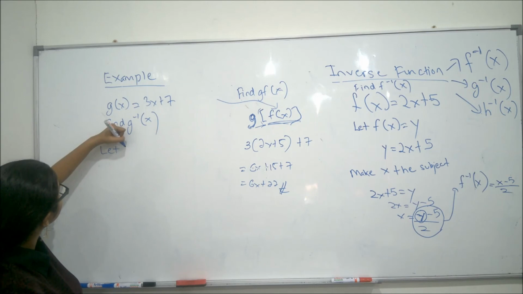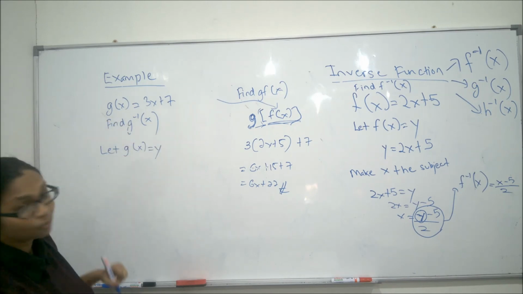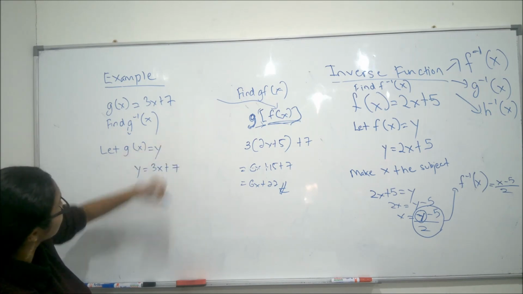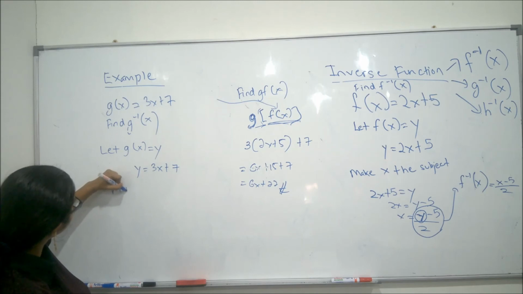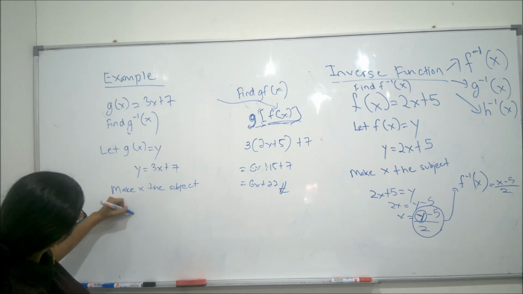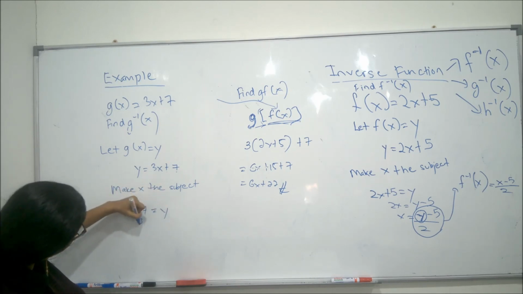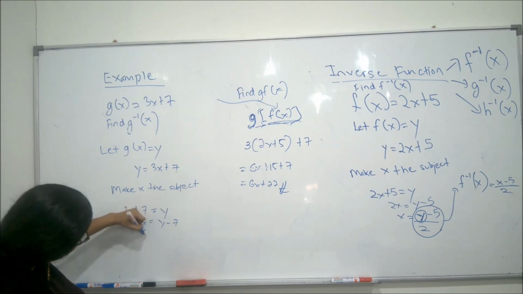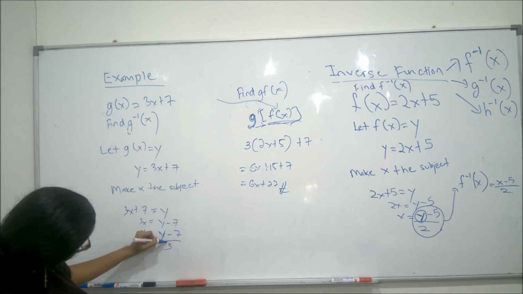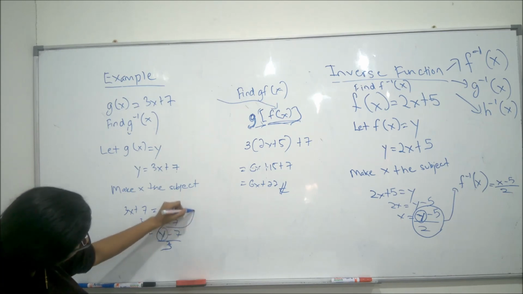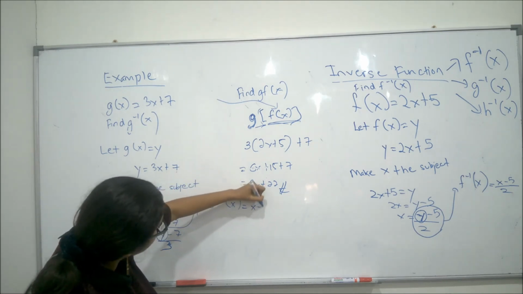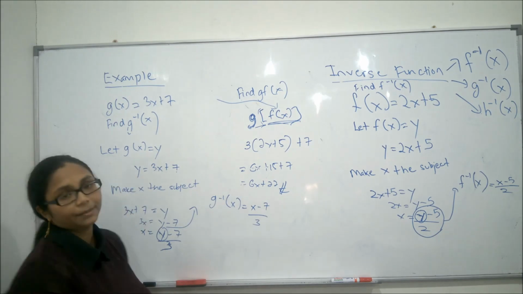Let g(x) is equivalent to y. y is equivalent to 3x plus 7. Make x the subject. 3x plus 7 is equivalent to y. 3x is equivalent to y minus 7. x is equivalent to y minus 7 over 3. Then all you have to do is just change this y back into x. Therefore, your g inverse would be x minus 7 over 3.